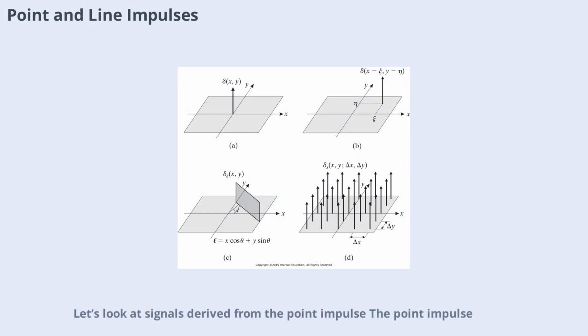Let's look at signals derived from the point impulse. The point impulse, or delta function, is a mathematical abstraction that represents a signal concentrated at a single point. By shifting or extending this impulse, we can create line impulses and sampling functions. These concepts are essential for understanding how signals are sampled and reconstructed in digital systems.